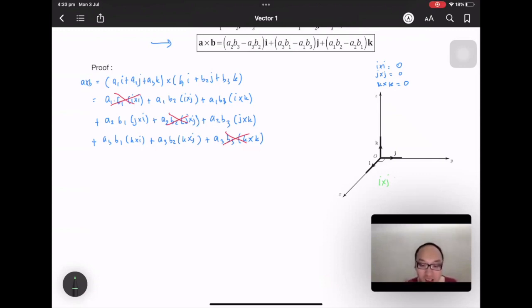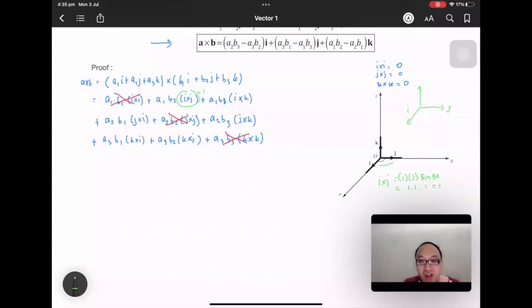So I cross J is equal to magnitude I, magnitude J, sine 90 degrees, which equals 1 times 1 times 1. So equals 1. So I cross J is equal to 1. About the direction of I cross J: this is I, this is J, and this is K.